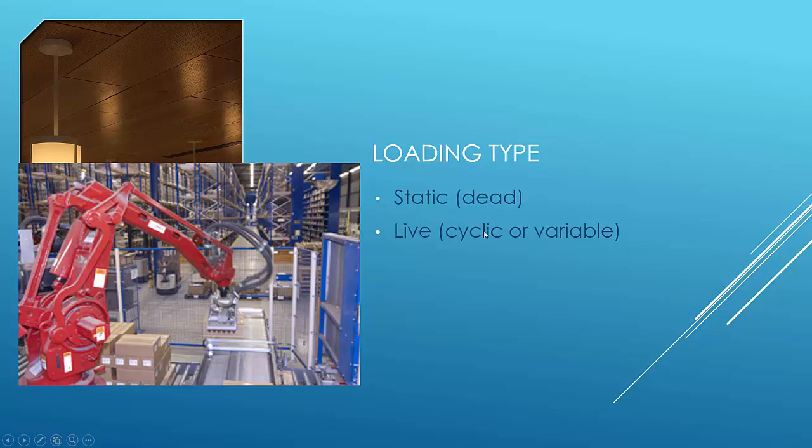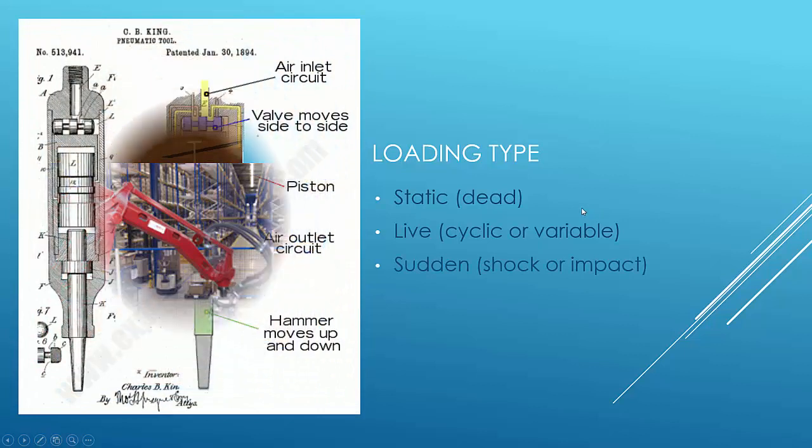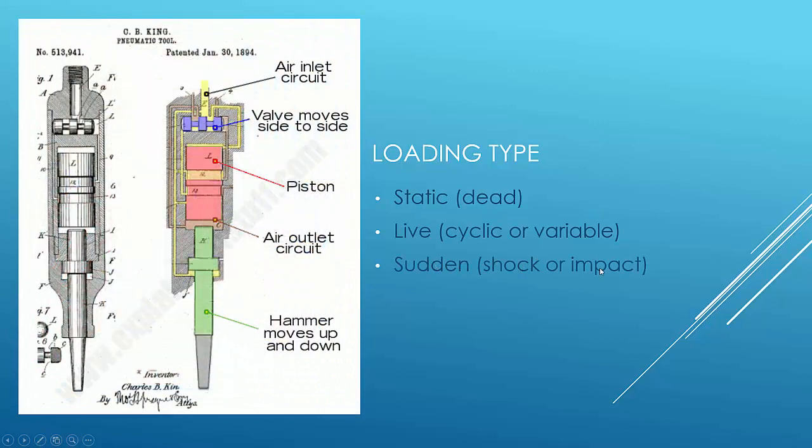Cyclic would be the same load over and over again, whereas variable, the load itself might change, the frequency might change, and so on. Another type of loading would be sudden, whether it's shock or impact. For example, this is the patent for a pneumatic hammer, or a jackhammer as is often referred to. So the design of this jackhammer has to consider the fact that many of these parts will be under shock or impact loading. And that's going to be very different than a live load or a simple static load.